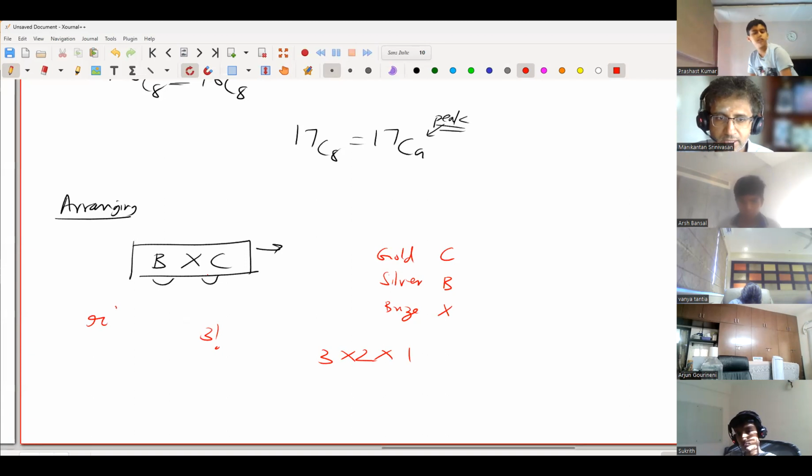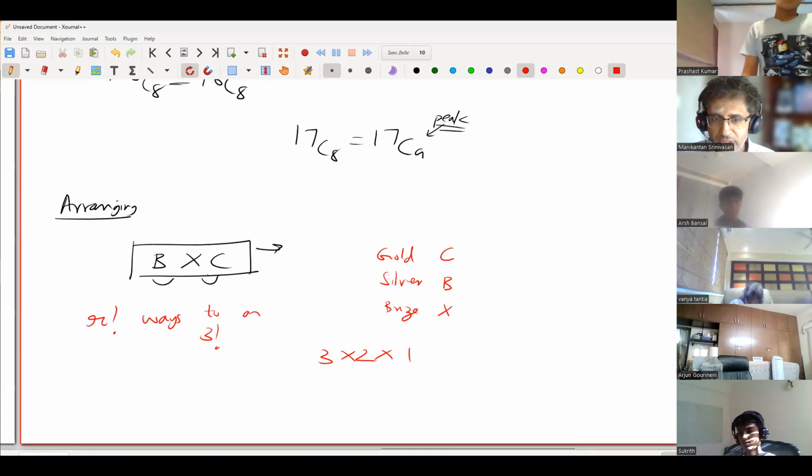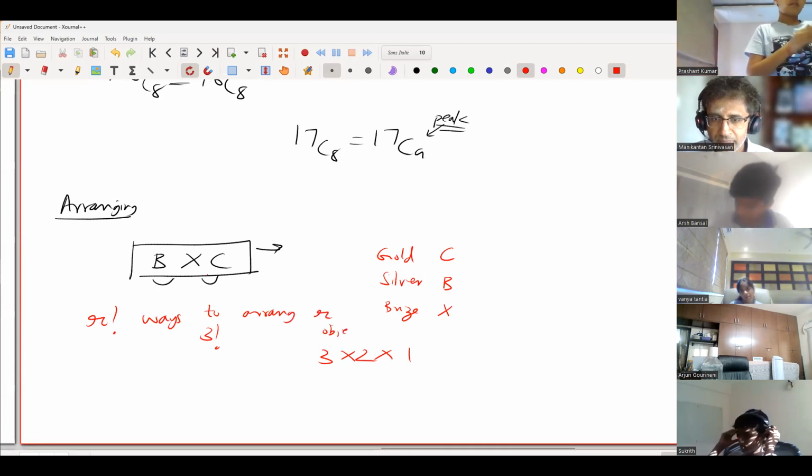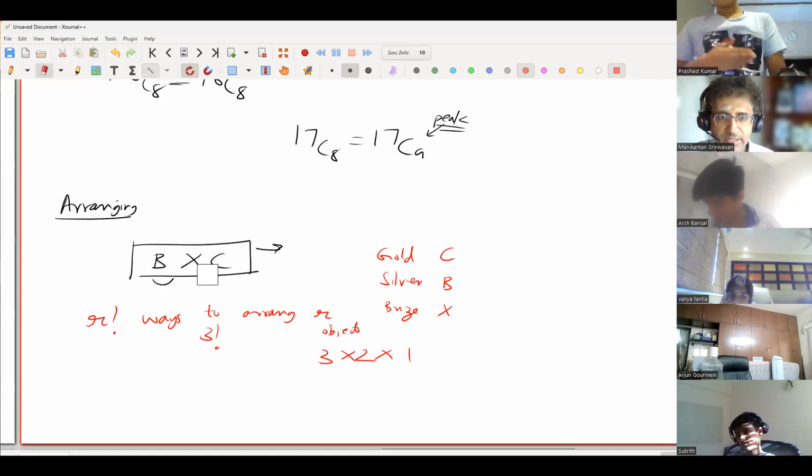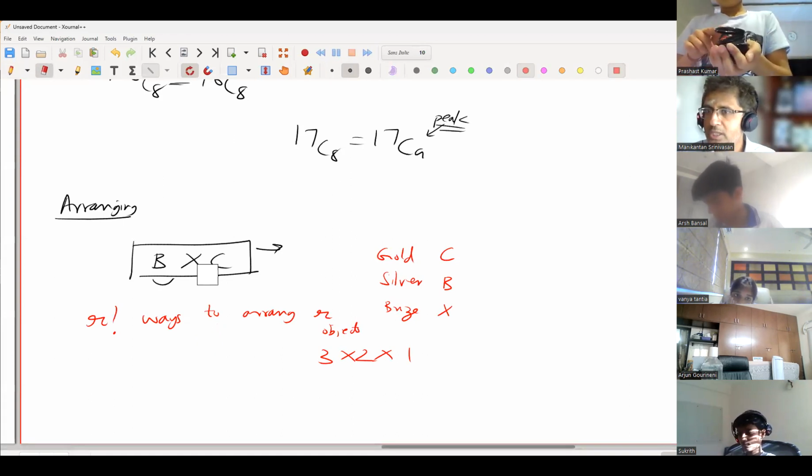I have R objects. Arrange R objects. Okay, in our simple example, it was just 3 factorial. So there are only 2 concepts we need to know.